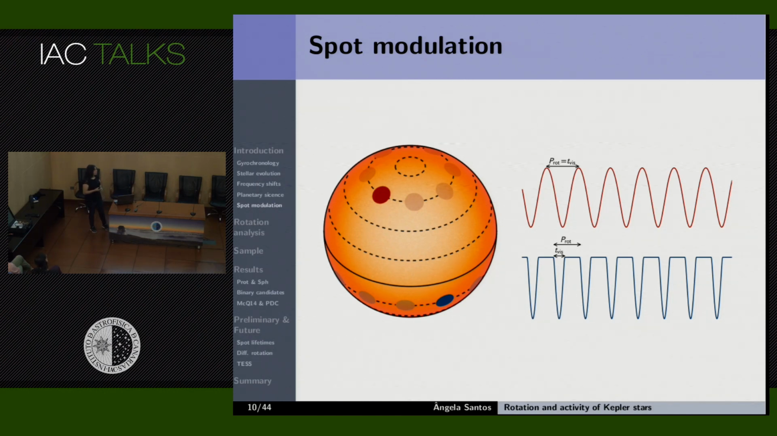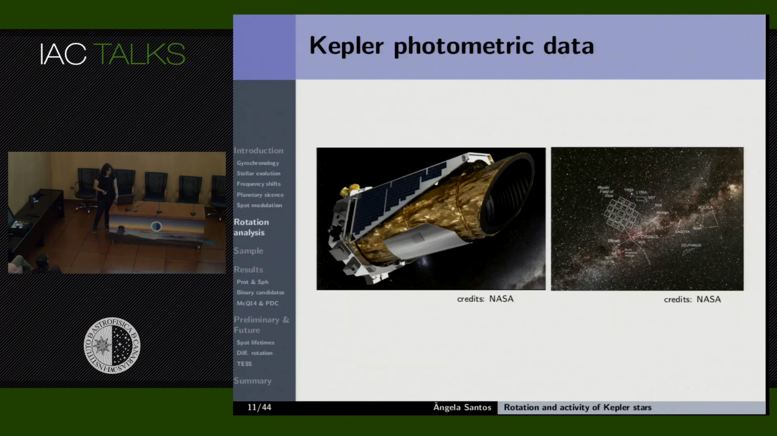If the star is active and it has star spots on its surface, as the spots follow the rotation of the star, the surface rotation, they produce a modulation of the light curve. When they are on the visible side, we get less flux compared with when they are on the invisible side of the star. And the period of this modulation is related to the surface rotation period. So basically you can use these spot-induced modulations in the light curve to infer rotation.